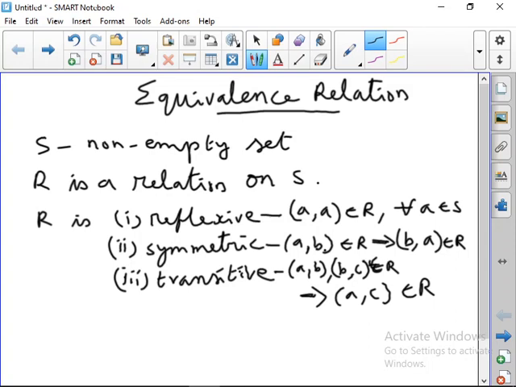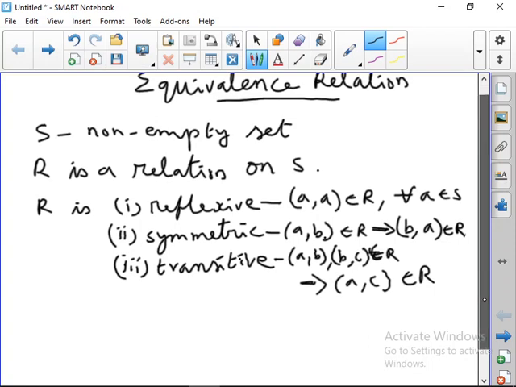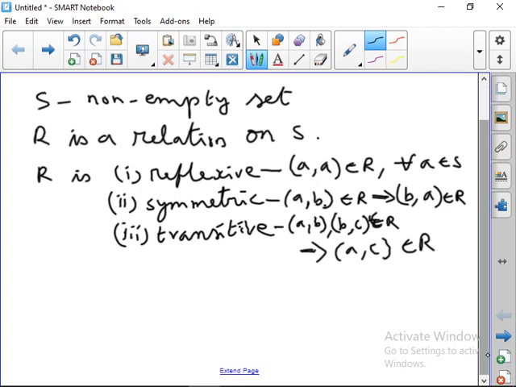So now we will see the exercise problem. Exercise 1.2. First question we will see. So what is the first question? Discuss the following relations for reflexivity, symmetricity and transitivity. Okay, we will do the first one.